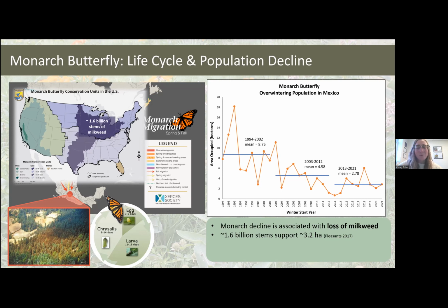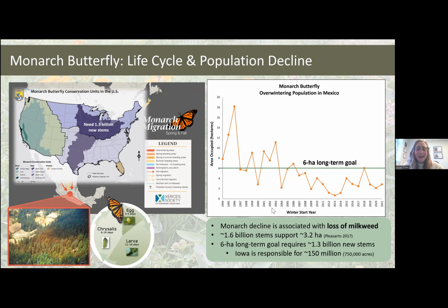In order to have a stable population, we've approximated that we'd like to have 6 hectares of monarchs overwintering in Mexico, which then means that we would need to establish an additional 1.3 billion stems of milkweed in this dark purple region on the map, which completely includes Iowa. And through the Iowa Monarch Conservation Consortium and other groups like the Fish and Wildlife Service, Iowa has been deemed responsible for establishing approximately 150 million stems of milkweed. And that's a heck of a lot of milkweed.